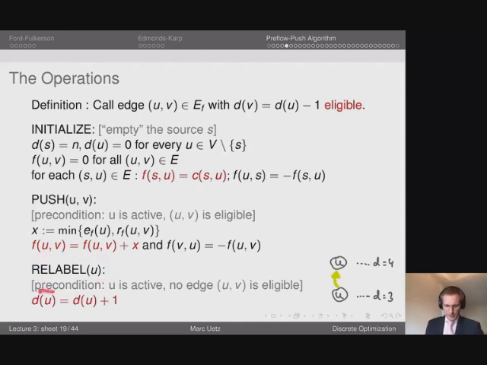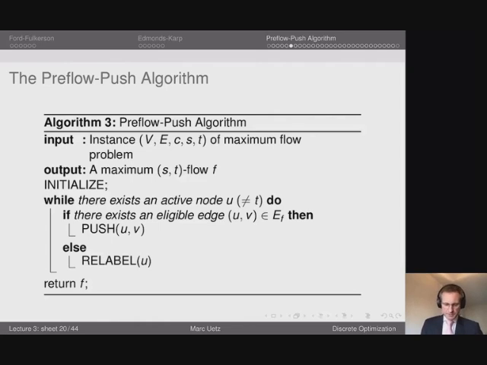So the condition is that U is active, it has excess, but there is no eligible edge going out of U, and then we just update the label. So that just means we are hanging node U 1 level higher, and then hopefully we can push the excess out of it. Now, having defined these 3 operations, I can describe the whole algorithm, and miraculously, this is going to work. So let's see.